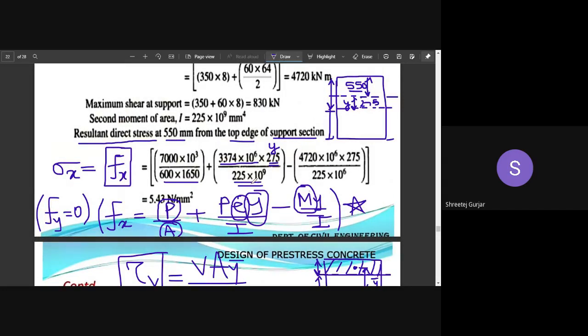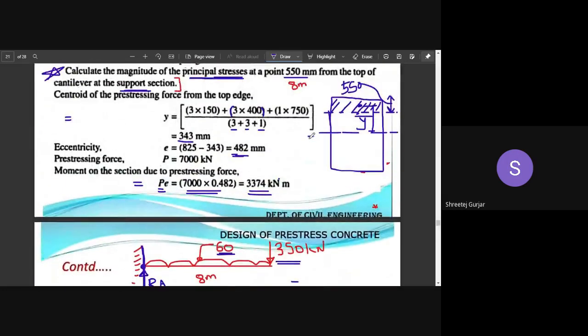So let us start with eccentricity. Eccentricity is nothing but the vertical distance between the CG of concrete and the CG of steel. CG of concrete is easily found out for your beam. It is nothing but half of your depth. CG of steel we have found out by using this particular formula. Once you get eccentricity, multiply eccentricity by your pre-stressing force P to get the moment due to eccentric pre-stressing. Okay, no problem.